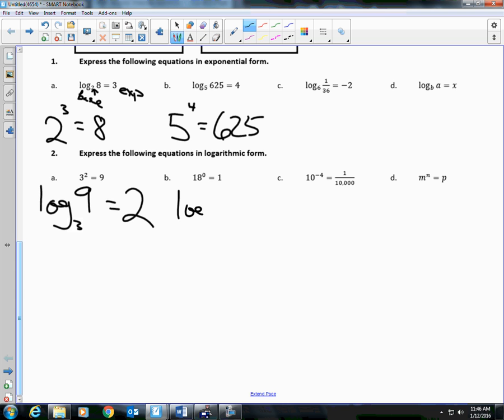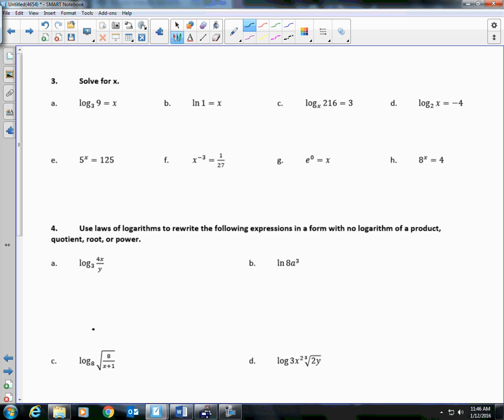So this would be the log base 18 is equal to 0 of 1. Flip it over. Yep. 3, solve for x. This means 3 to the x is equal to 9. So therefore x is 2.